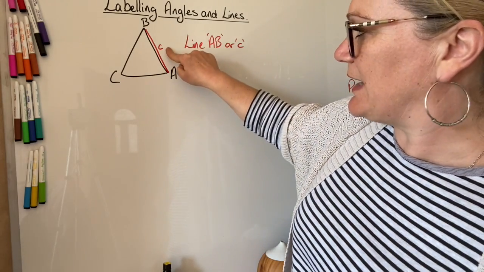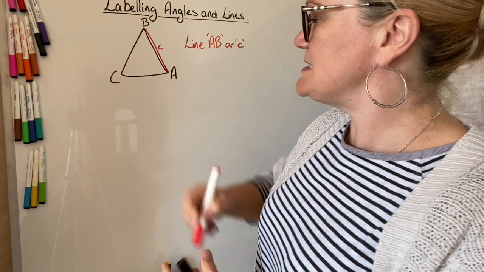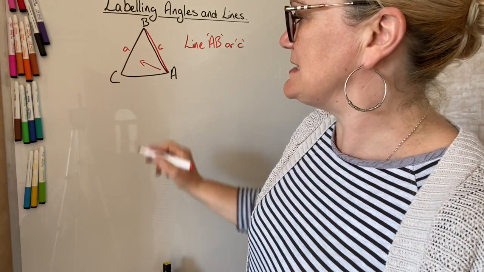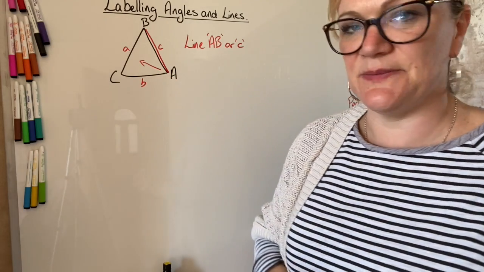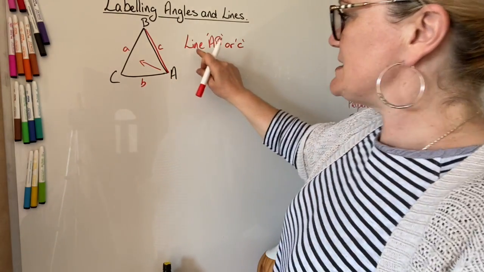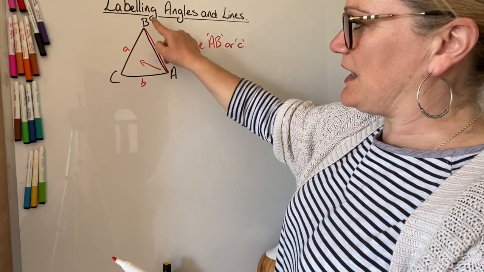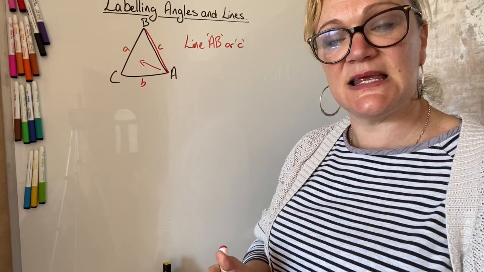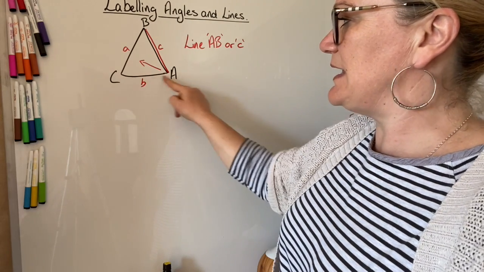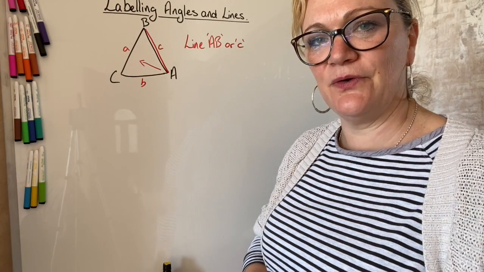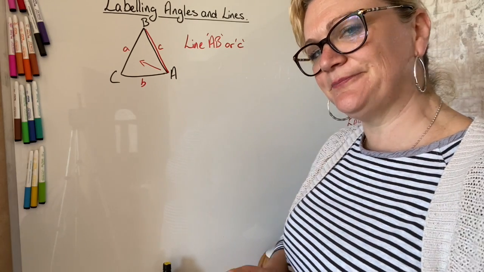So this would be lowercase letter c, this side here would be opposite the A, so that would be little letter a, and this one would be little letter b. Okay, so that's line AB. This is either little letter a or capital letters BC, and this line here would be AC or little letter b. Okay, that's how we label lines.